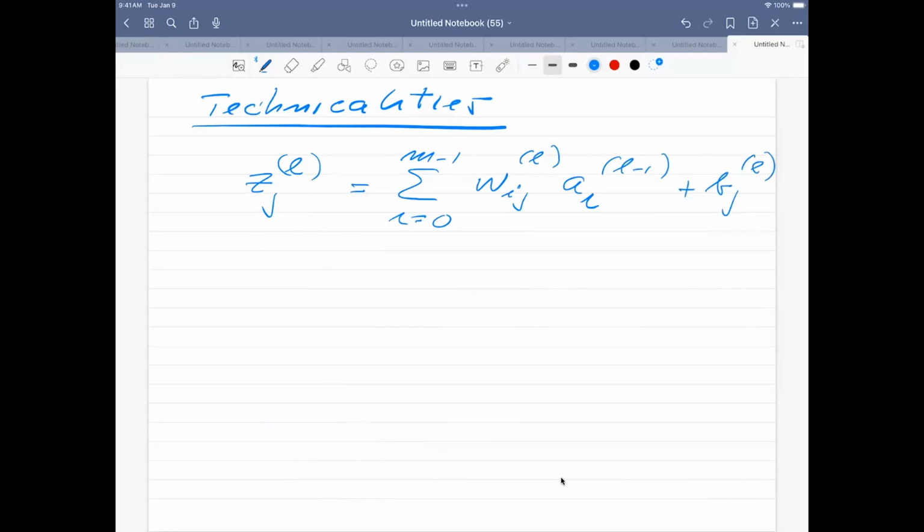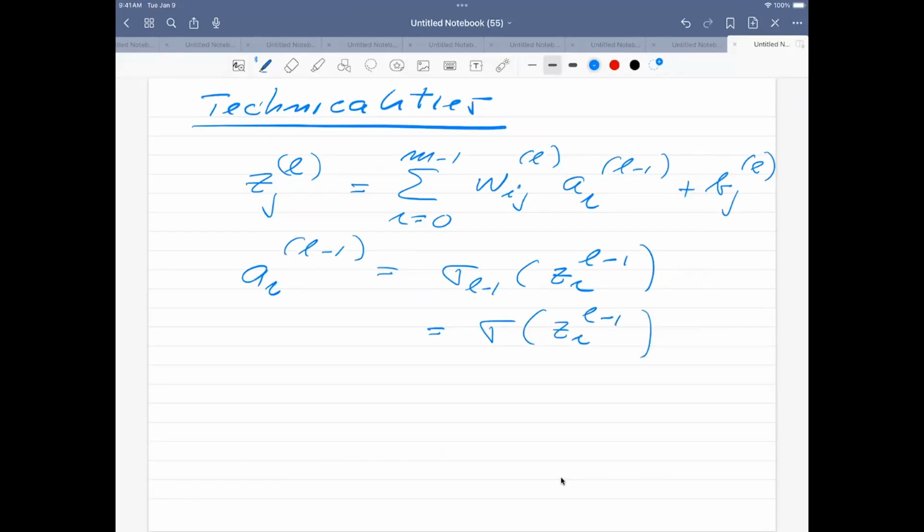Is my handwriting okay? Okay, good. Then we know that this a_i, the way we have defined things, of L-1, is given by the activation function in that specific layer, L-1, of z_i of L-1. And since we have decided that we will use the same activation function for all the hidden layers, it's common to just write it like this.